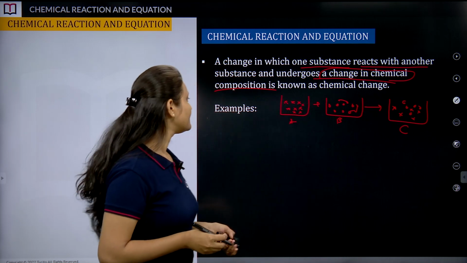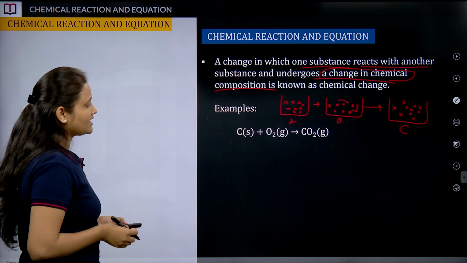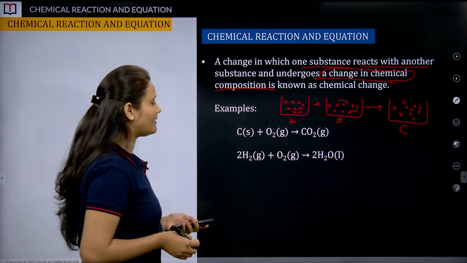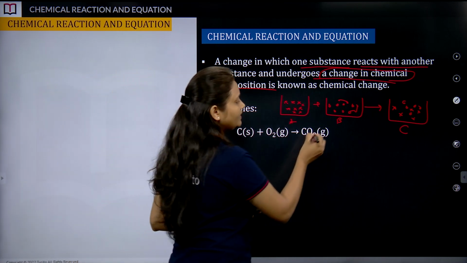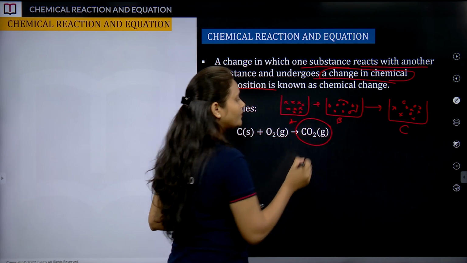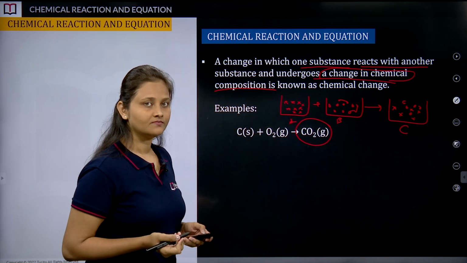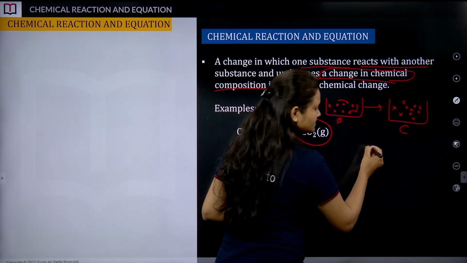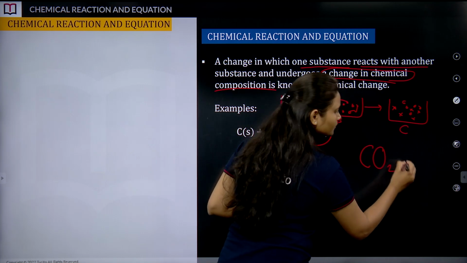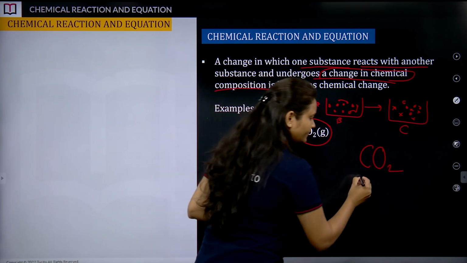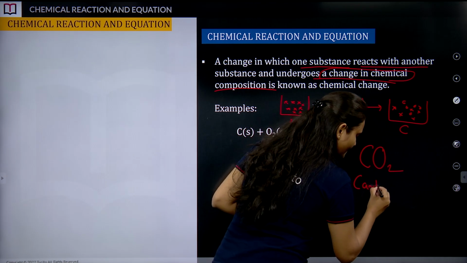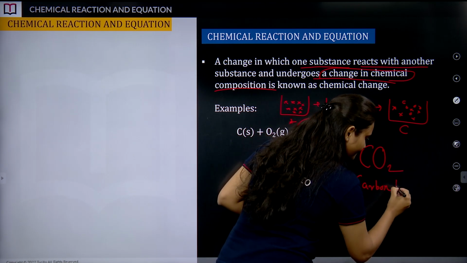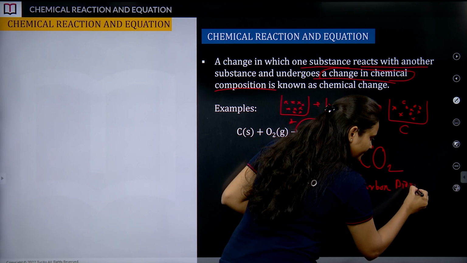Okay, so let's try to understand some examples. This is what I was talking about. Let's suppose we need to understand the formation of carbon dioxide gas. Carbon dioxide, CO2. Okay, so what is the name of it? Carbon dioxide, right?